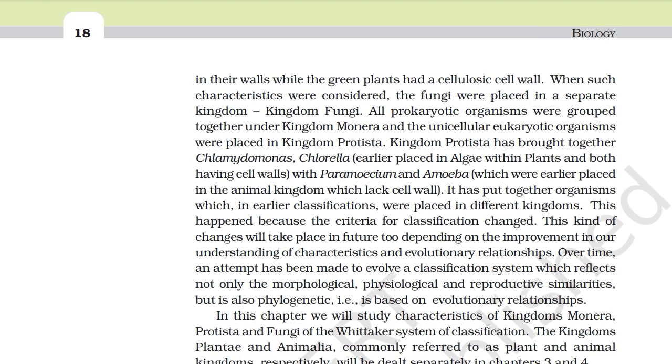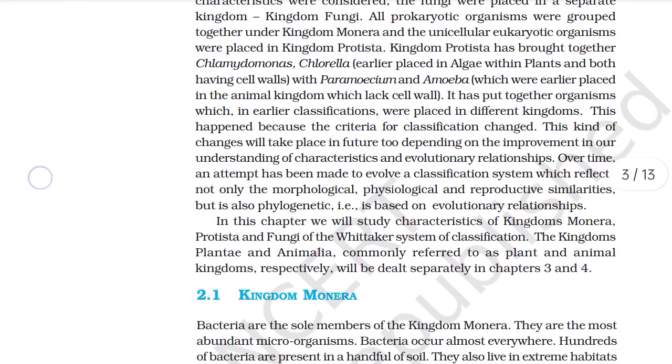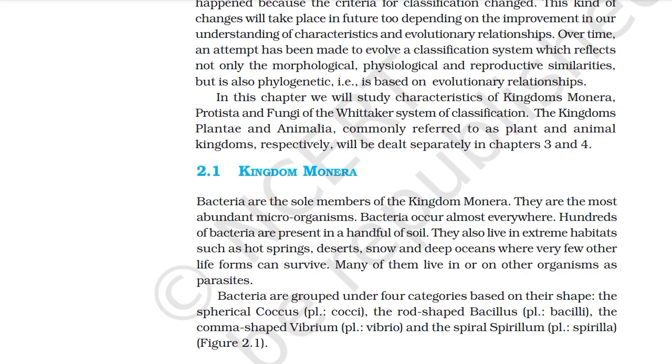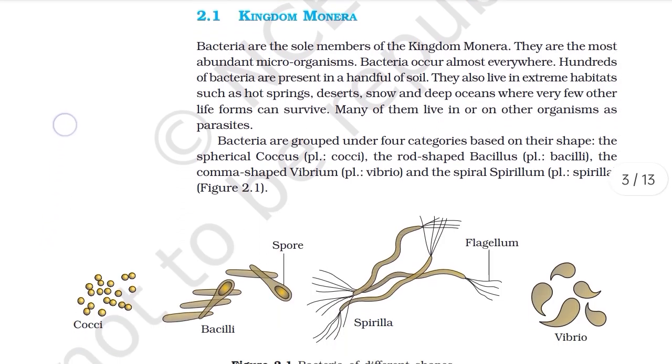This kind of change will take place in future too, depending on the improvement in our understanding of characteristics and evolutionary relationships. Over the time, an attempt has been made to evolve a classification system which reflects not only the morphological, physiological, and reproductive similarities but also phylogenetic, that is based on evolutionary relationships. In this chapter, we will study characteristics of kingdoms Monera, Protista, and Fungi of the Whittaker system of classification. The kingdoms Plantae and Animalia, commonly referred to as plant and animal kingdoms respectively, will be dealt with separately in chapters 3 and 4. Kingdom Monera.